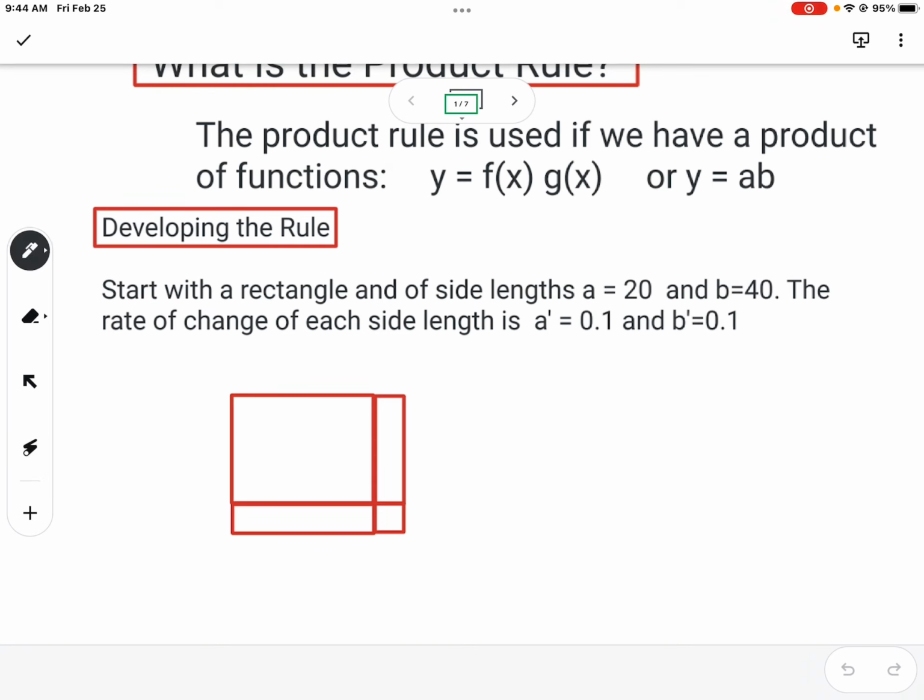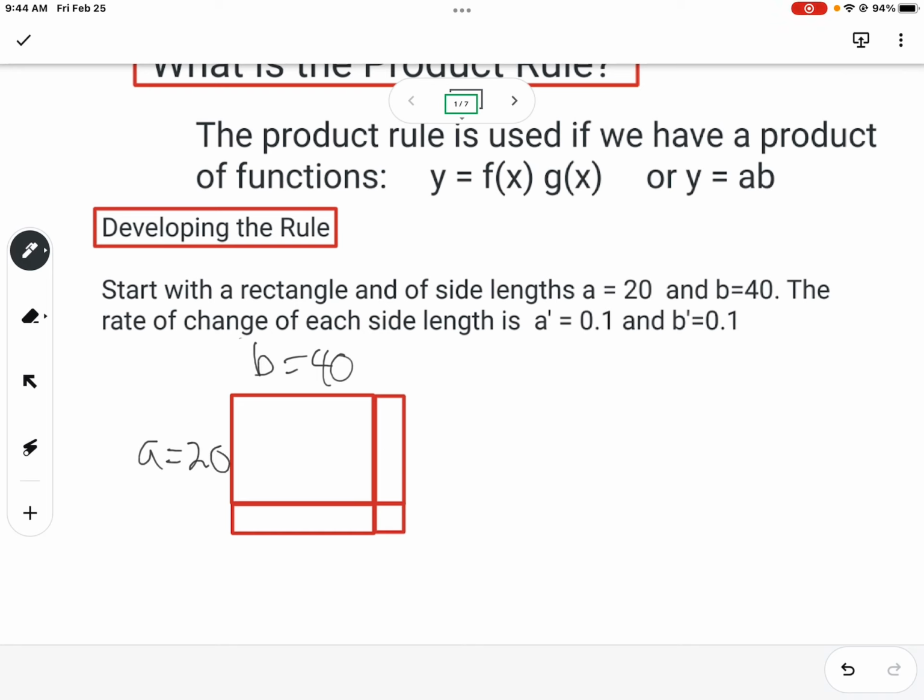So we've got a rectangle here. A equals 20, or sorry, that should be b there. B equals, how about we erase that? So my apologies. So what we're going to do there is b equals 40 and a equals 20.